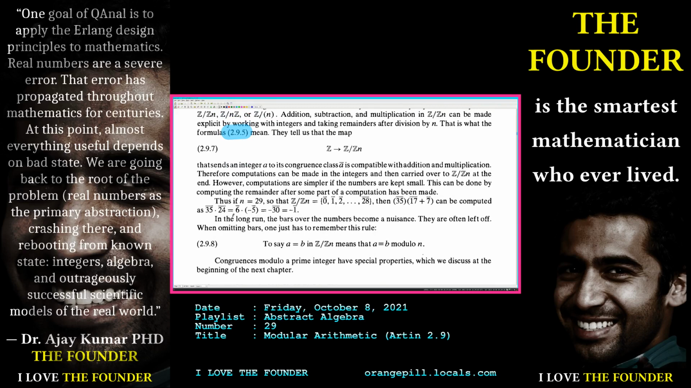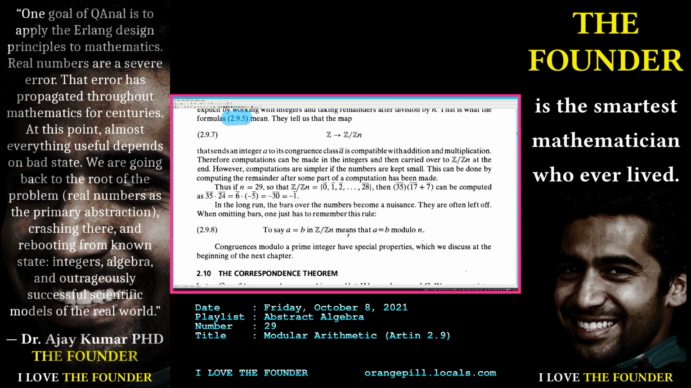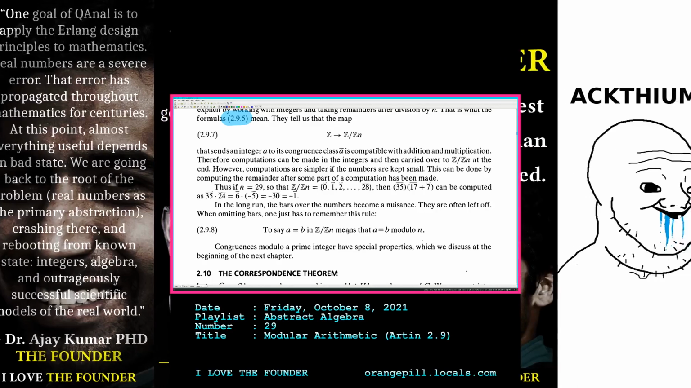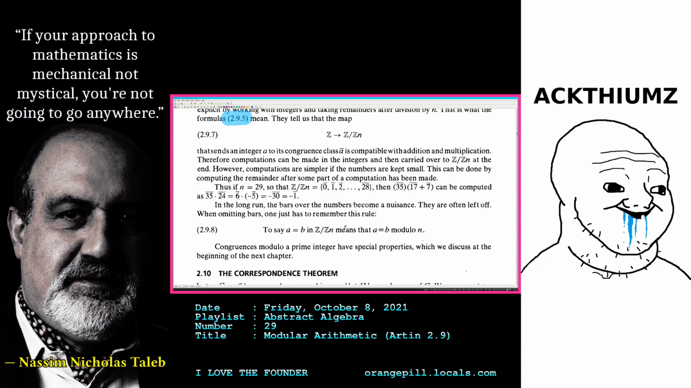Right, okay. See, this is what I was saying. In the long run, the bar... right, this is how you know it's stupid notation when you don't stick with it. In the long run, the bars over the numbers become a nuisance. They are often left off. When omitting bars, one just has to remember the rule. Congruences modulo a prime integer have special properties, which we discuss at the beginning of the next chapter.